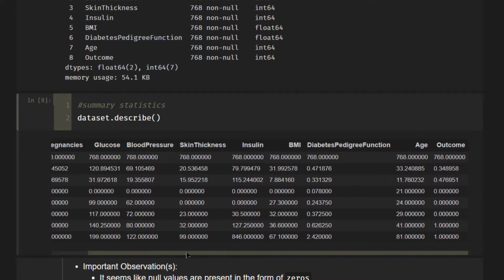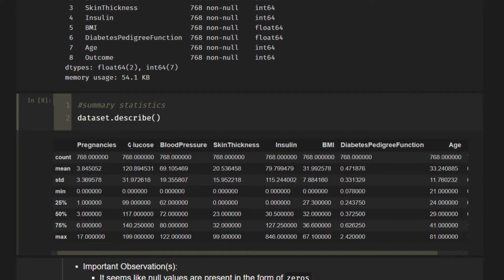By observing, you can see that for glucose, blood pressure, skin thickness, insulin, and BMI, the minimum values are zeros.